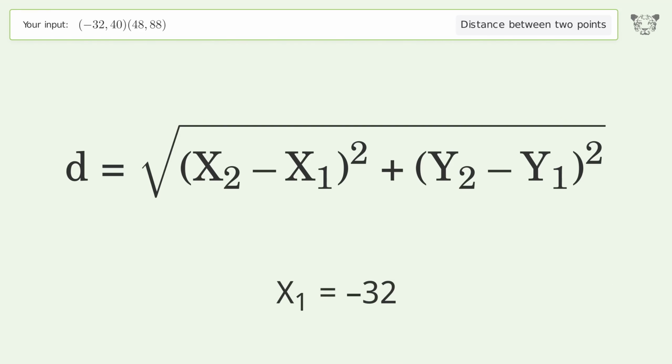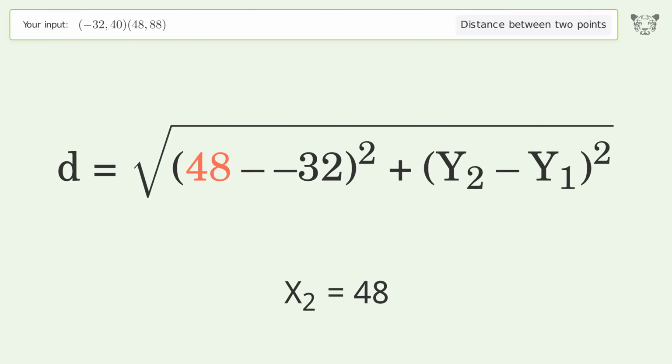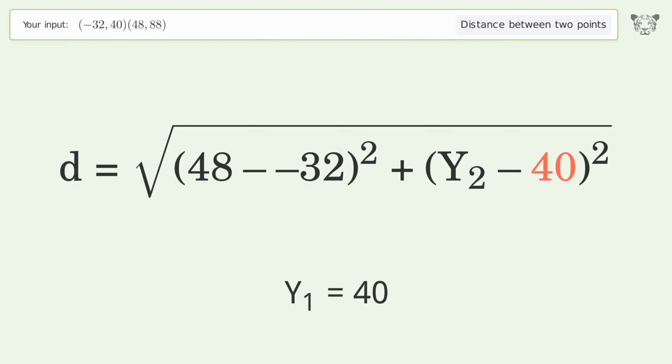x1 equals -32. x2 equals 48. y1 equals 40. y2 equals 88.